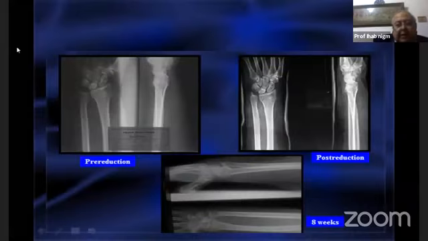This is an example of extra-articular fracture with minimal dorsal angulation. It can be treated quite nicely with reduction under GA and cast immobilization. And this is the X-ray after 8 weeks.